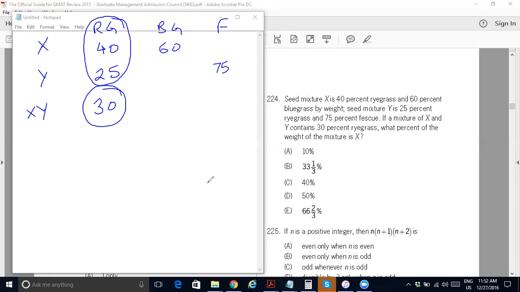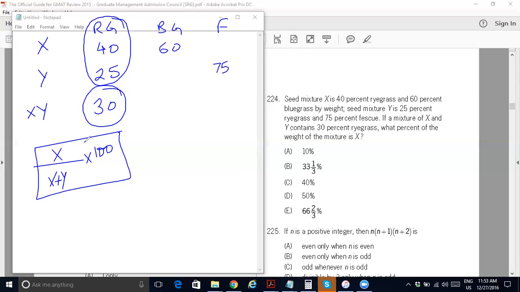Now the question is, what percent of the weight of the mixture is X? That means what part of the total mixture is X? This is the question. X is what percent of the total mixture?